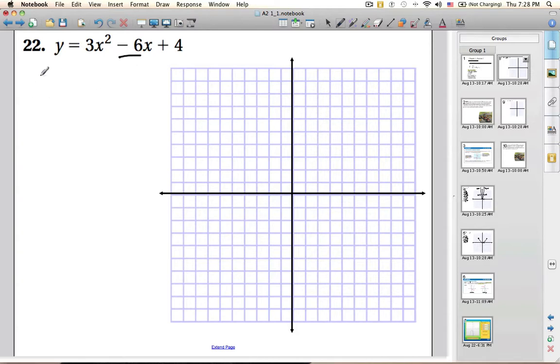Now, here, let's make sure we understand that we're looking at the right numbers. A, in this case, is equal to 3. B is equal to -6. And C is equal to 4.